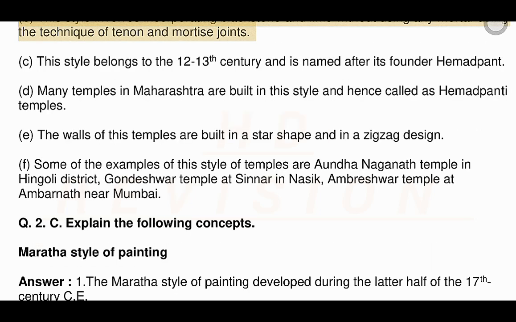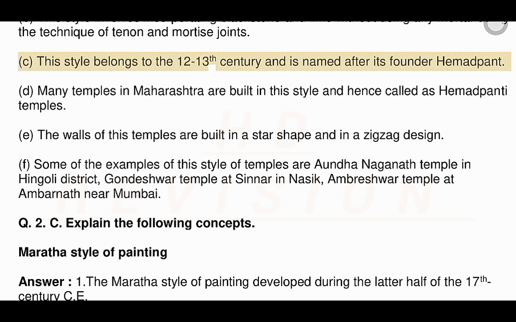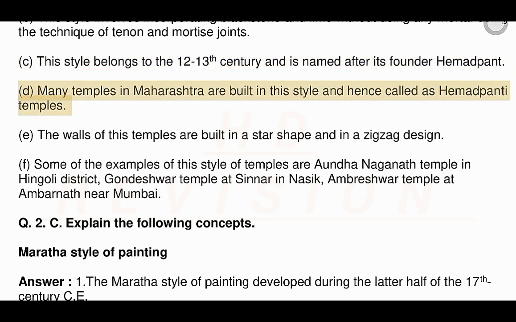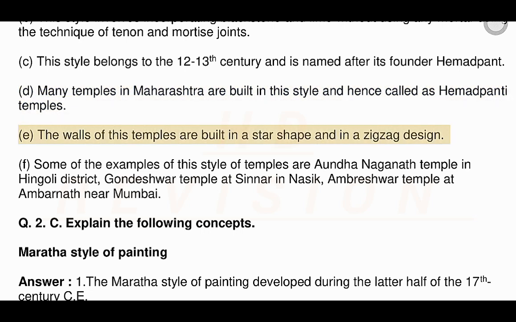This style involves incorporating black stone and lime without using any mortar, using the technique of tenon and mortise joints. C. This style belongs to the 12th-13th century and is named after its founder Hemadpant. D. Many temples in Maharashtra are built in this style and hence are called Hemadpanti temples. E. The walls of these temples are built in a star shape and in a zigzag design.